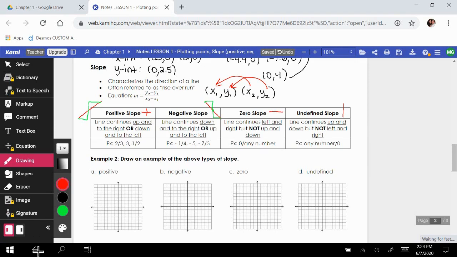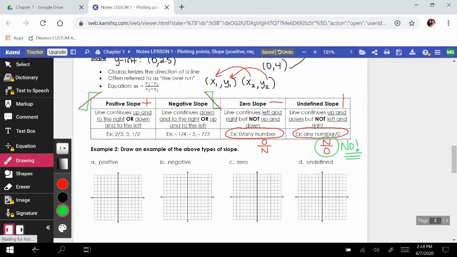So for zero slope, just keep in mind that 0 divided by any number gives you a zero slope. Whereas if you have the opposite, a number divided by 0, then that's undefined. I mean, look at what that spells. See how this one spells no? That means you have an undefined slope.